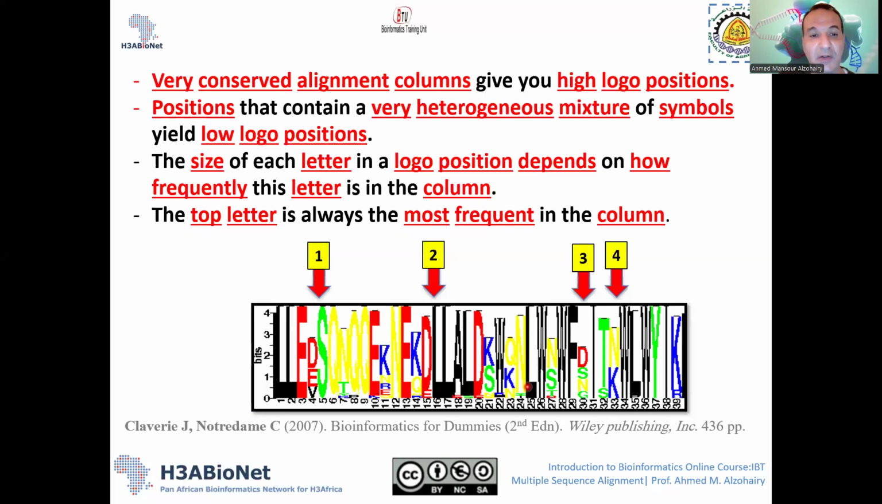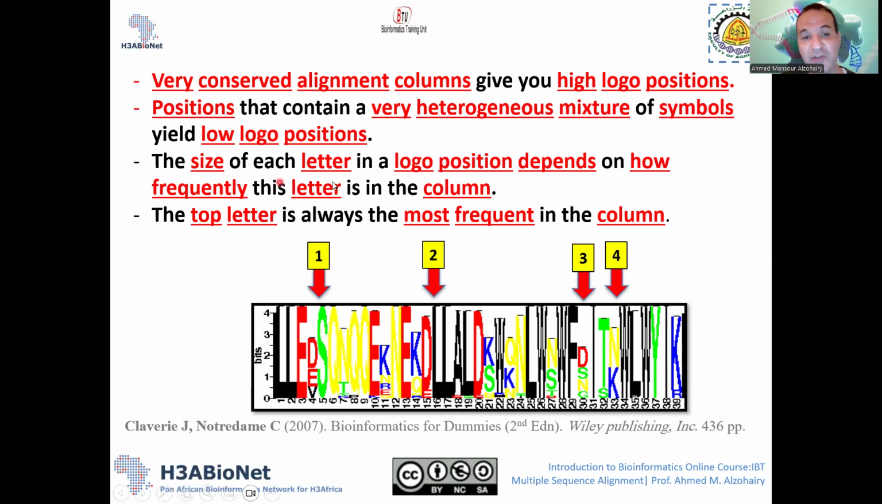In each position, a very conserved alignment column gives you a high logo position. If there is high conservation in one position, the logo will be very high and bigger. A position containing a very heterogeneous mixture of symbols yields a low logo position, like the one here, as we said, at arrow number 3. This is heterogeneous, so it's a low logo position.